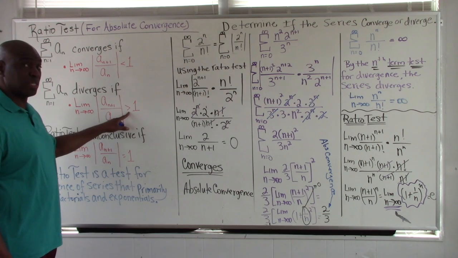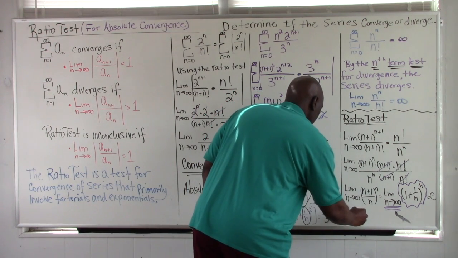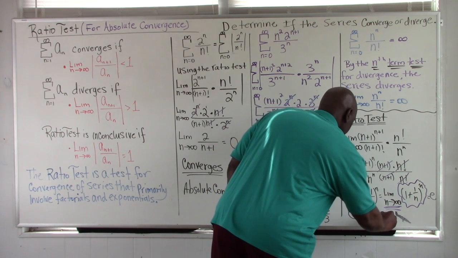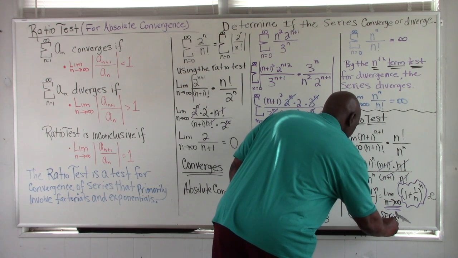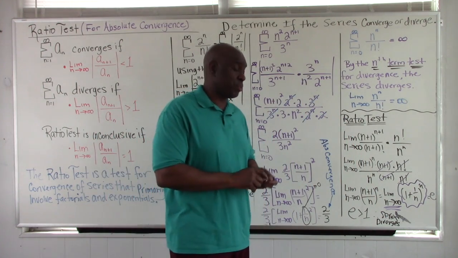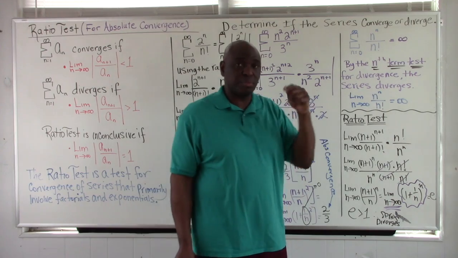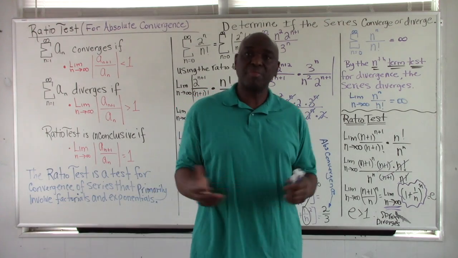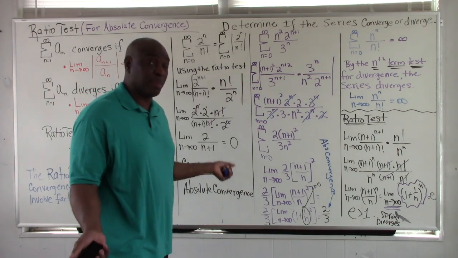Which means, since it's larger than 1, the series diverges. We didn't have to use the ratio test to prove it, but we did. We could have just used the nth term test for divergence, and that would have been sufficient. But we went a step further and showed you using the ratio test that it also diverges. And pretty much that's the ratio test.